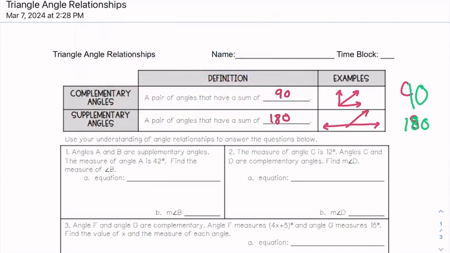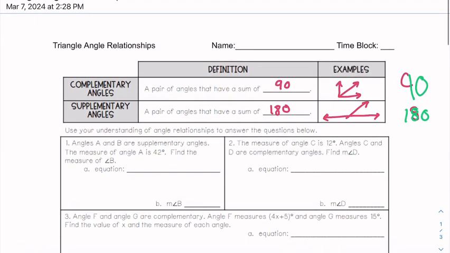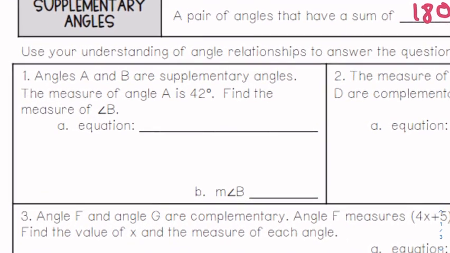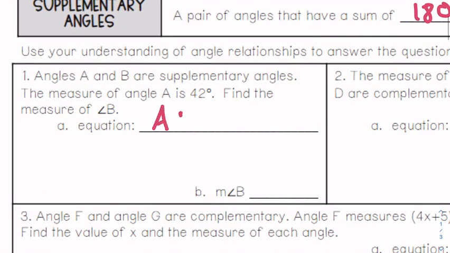Let's use these two rules to answer some questions. So number one says angles A and B are supplementary angles. Remember, supplementary means 180. So that means that A plus B equals 180. The measure of angle A is 42 degrees. Find the measure of angle B.